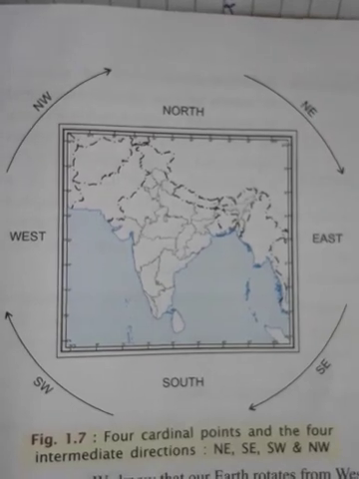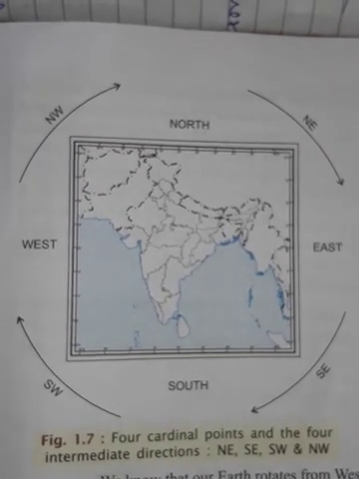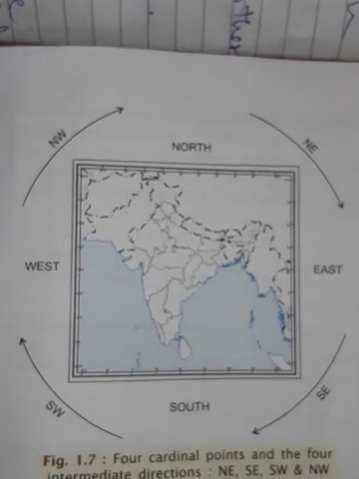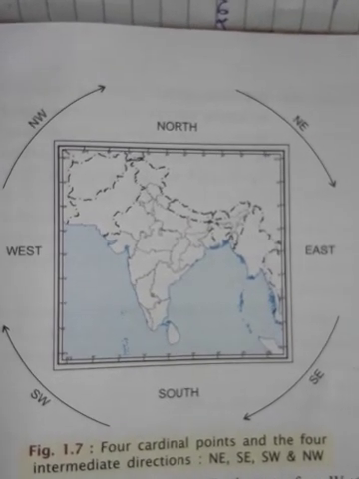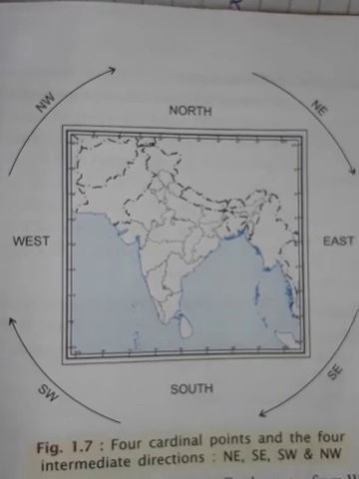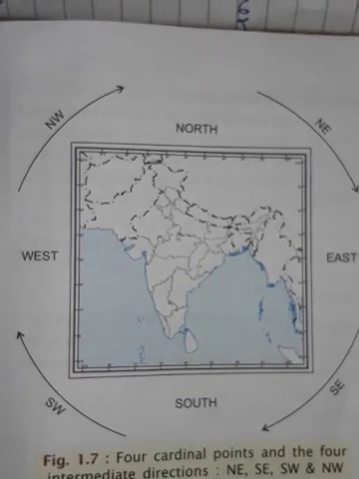You can see these directions in the map. Now you can see this map. So you can see the different directions as north, south, east, west, then northeast, northwest and southeast and southwest.